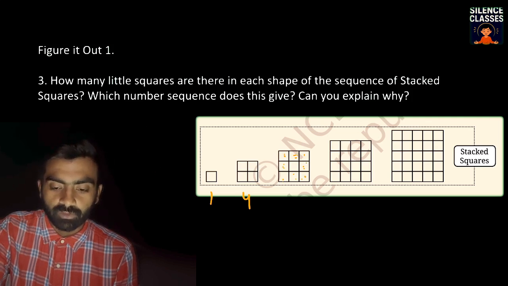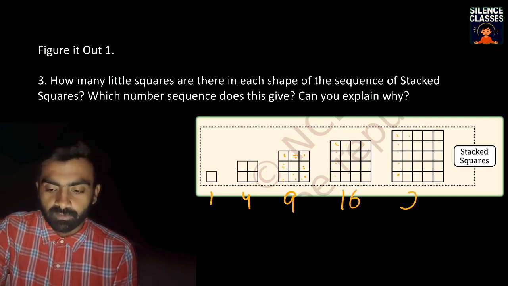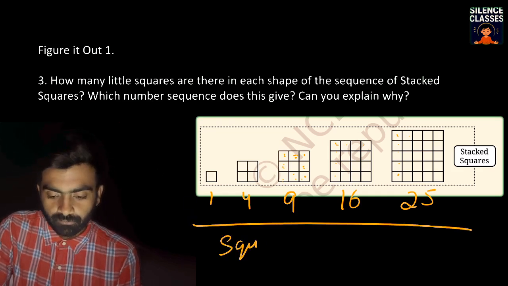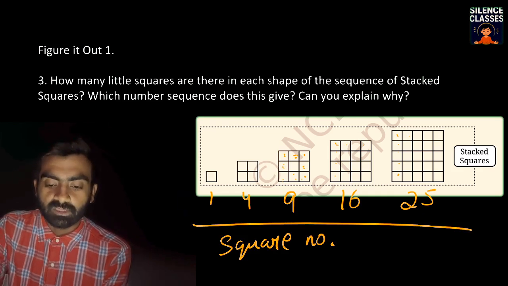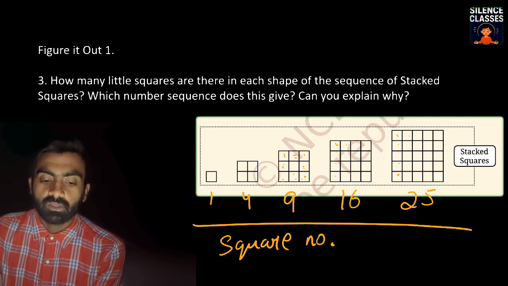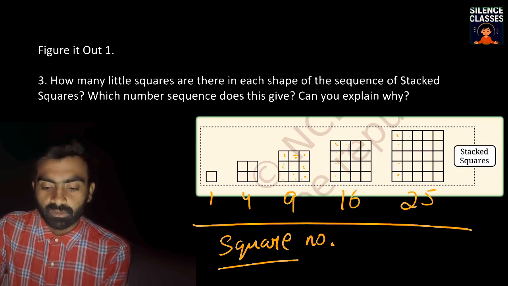1 2 3, 1 2 3, 3 times 3 is 9. Okay, again 1 2 3 4, 1 2 3 4, 16, 1 2 3 4 5, 1 2 3 4 5. Okay, so we will get the square numbers, because by using these numbers or the small squares we can make big squares. So that's why we got the square numbers.